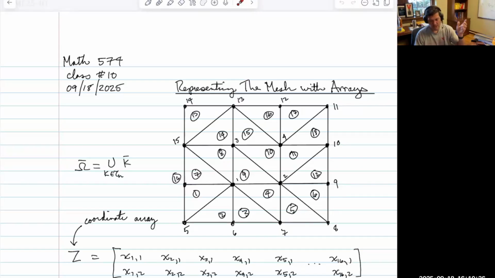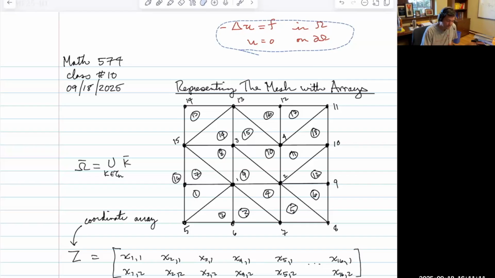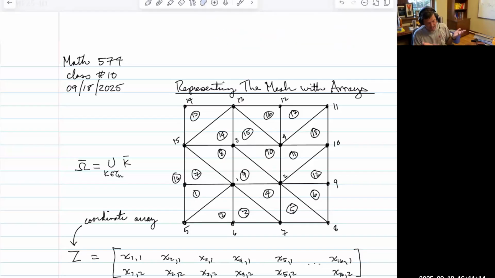So we've been talking about the model problem. The model problem is, just in case you've forgotten, minus Laplacian of u equals f in the domain, and u is equal to 0 on the boundary. Since u is equal to 0 on the boundary, that eliminates degrees of freedom on the boundary because we just set the value of the solution equal to 0 exactly. So there's nothing for that function to do there, and that's why we say the degrees of freedom on the boundary are eliminated.